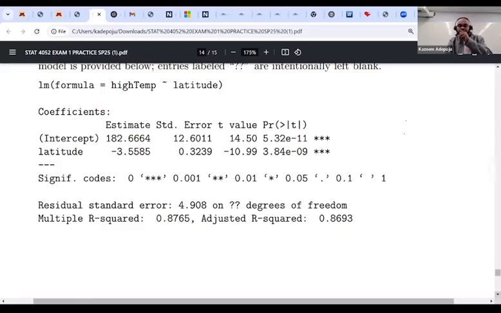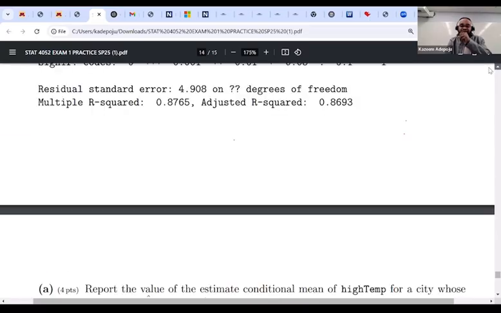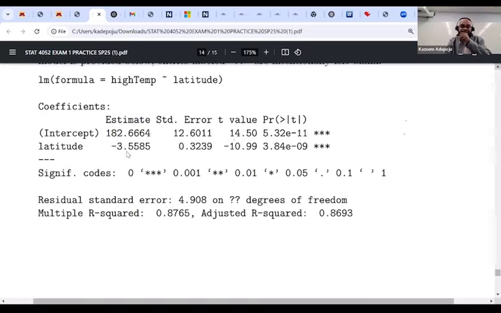Now, the question. Please pay attention. The question says, report the value of the estimated conditional mean of high temperature for a city whose latitude is 37 degrees, which means I want to find the expected value of high temperature given the latitude equal to 37. What are they telling you? Write the fitted model. What is a fitted model? You need to come here and look at this. Do you see this guy? That's what I need.